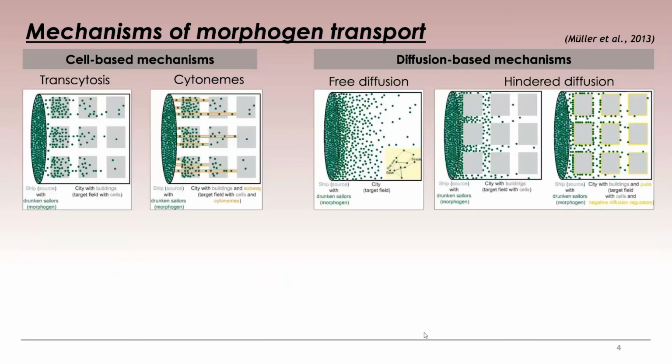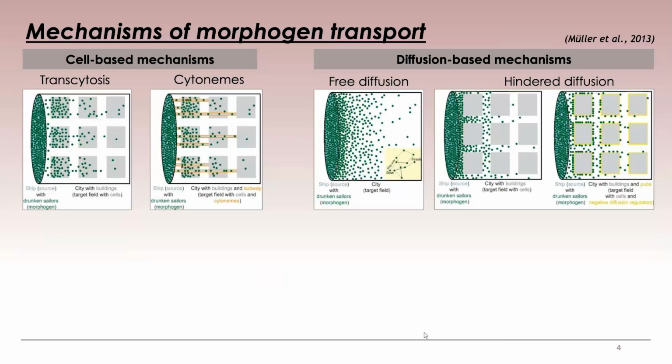So as I mentioned before, these morphogens have to be transported across our tissue, but how these morphogens are being transported is still being studied and not very well known. And there are a lot of debates on the different types of mechanisms to transport these morphogens. So there are two main groups of mechanisms, cell-based and diffusion-based.